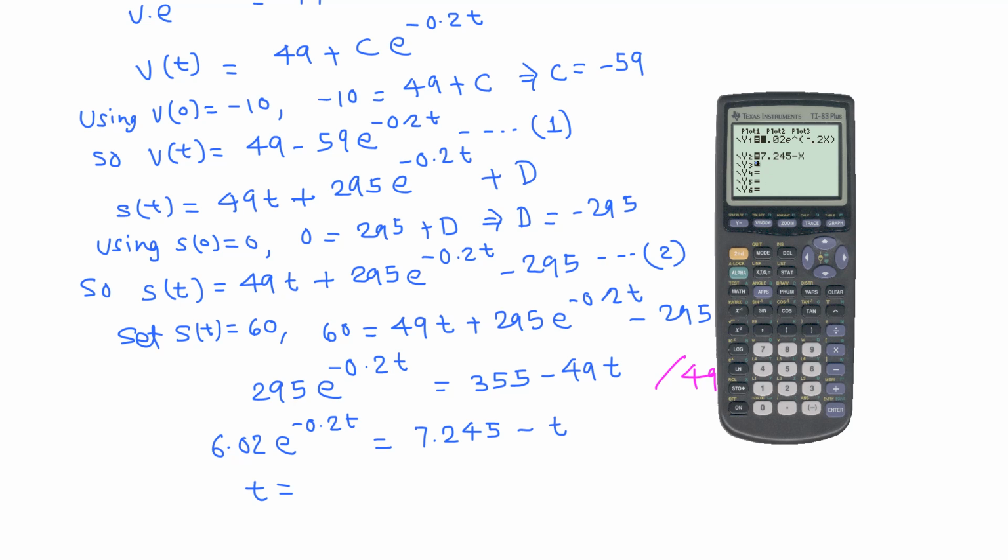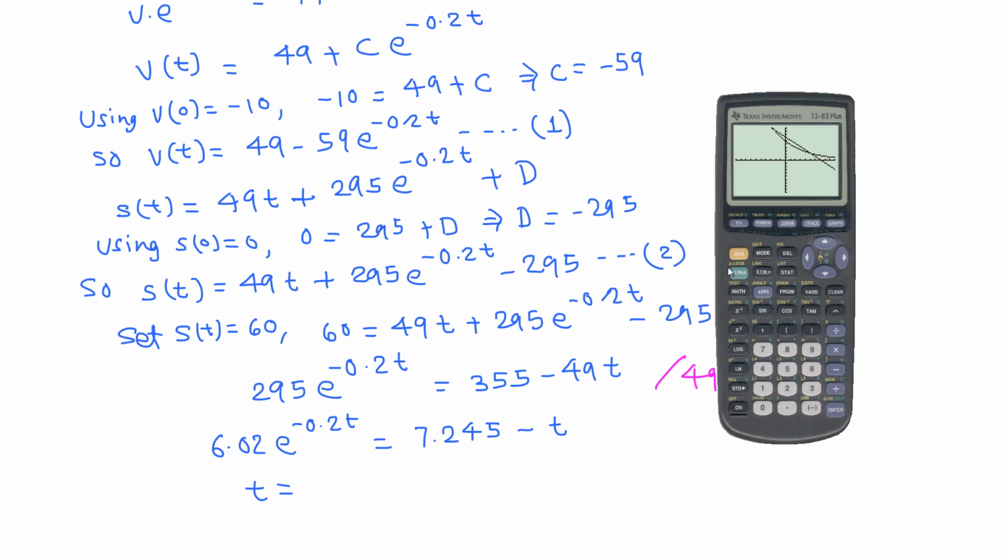I already entered this function here, and that function is y2, and we graph. This will be a straight line, and this will be the curve. By the way, they intersect at two places. On the left, that's negative time, so we don't consider that. Just look at this.